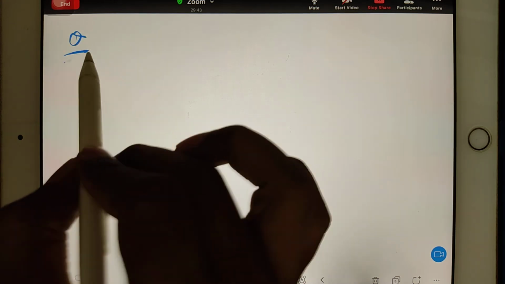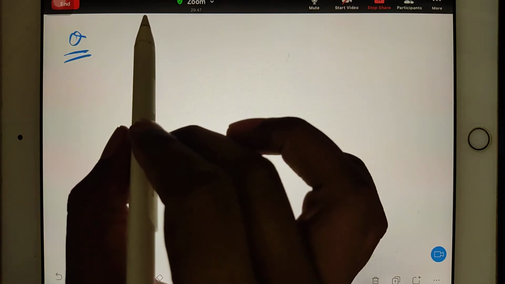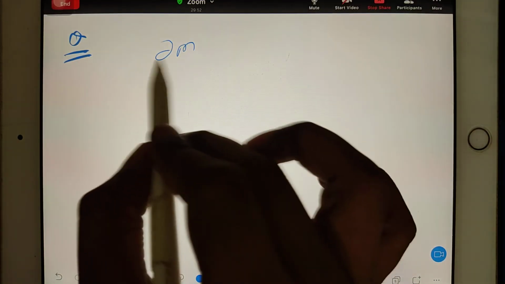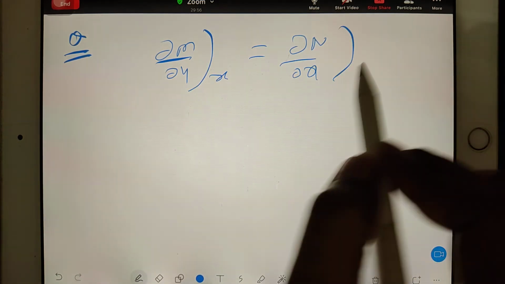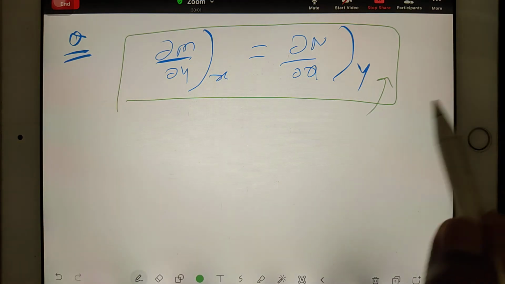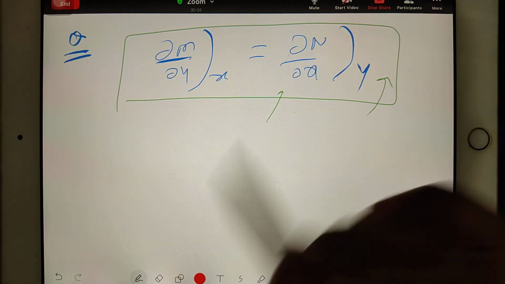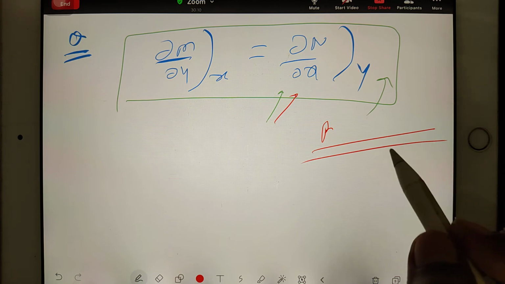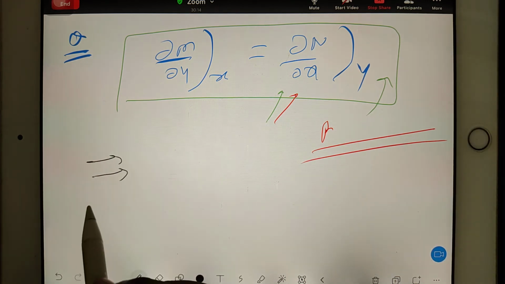Now I can change my property, right? Let's go ahead. What is an exact differential here? Just now what you have done: dou M by dou y for x constant equals dou N by dou x for y constant. Whenever any property follows this pattern, you say that property is an exact differential, and in thermodynamics exact differential properties are known as point functions or state functions. I hope it's clear.